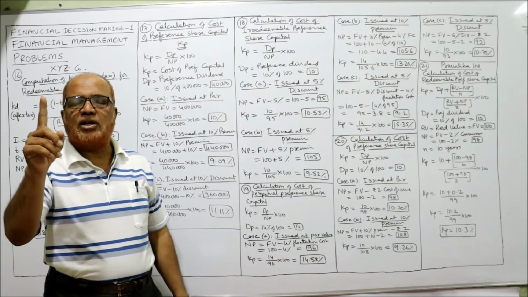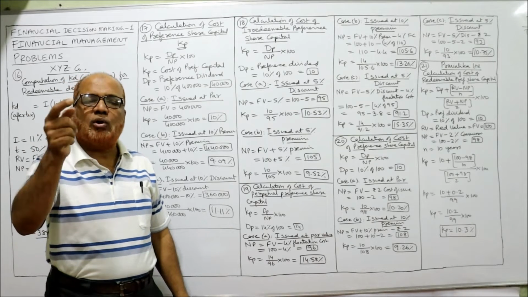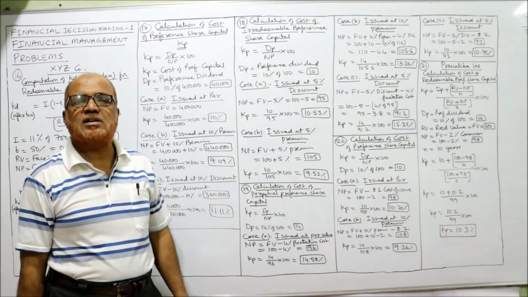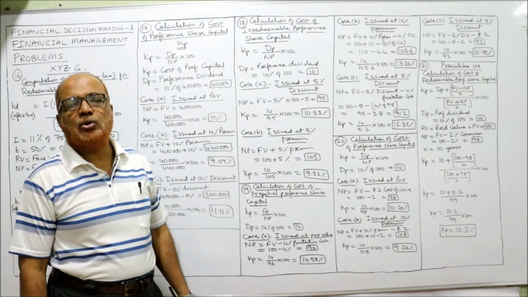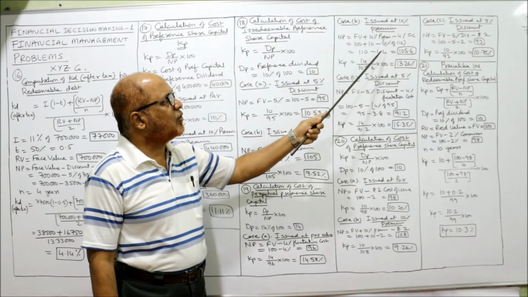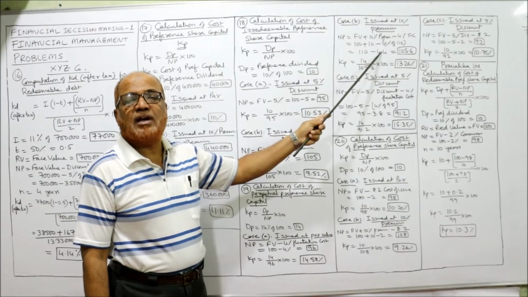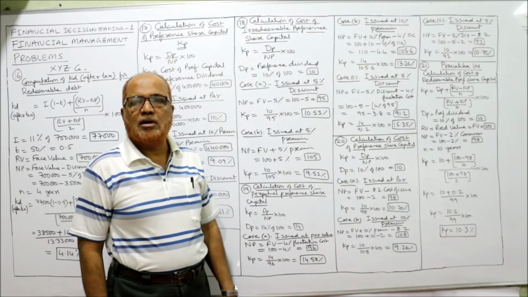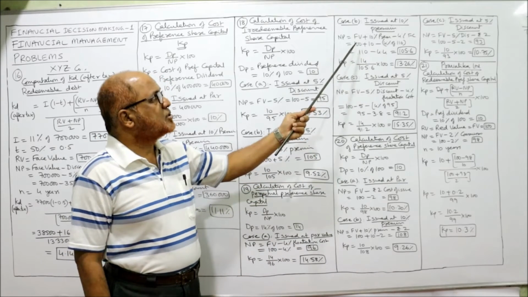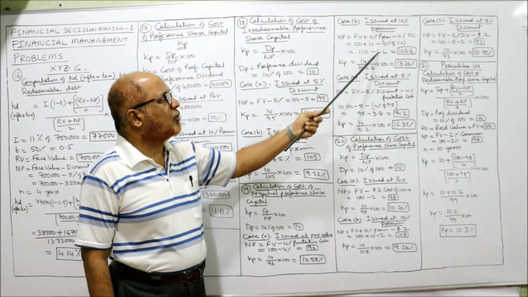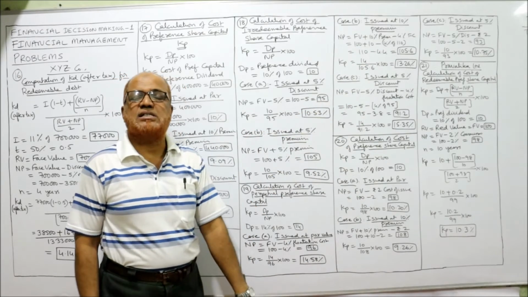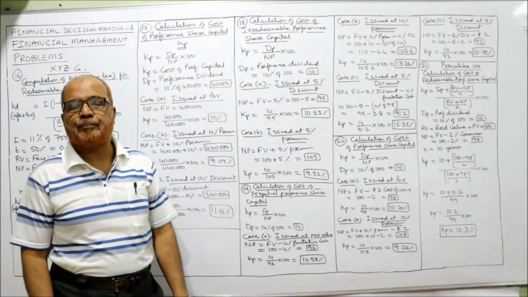100 rupees preference share is issued at 10% premium. So 110 is the issue price. On issue price, 4% is flotation cost. So 4% of 110 is 4.4. Specifically given on issue price, 4% flotation cost. Issue price is premium. So 110 into 4%, 4.4. 110 minus 4.4, 105.6. This is the net proceeds, NP.